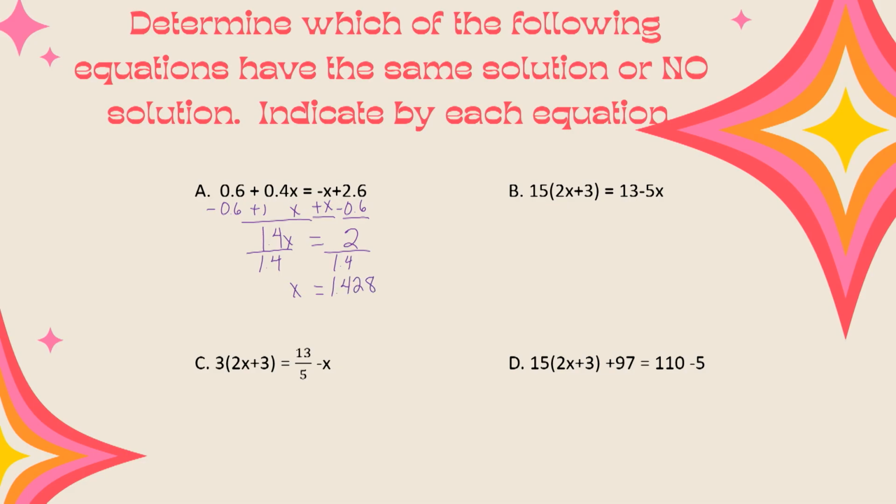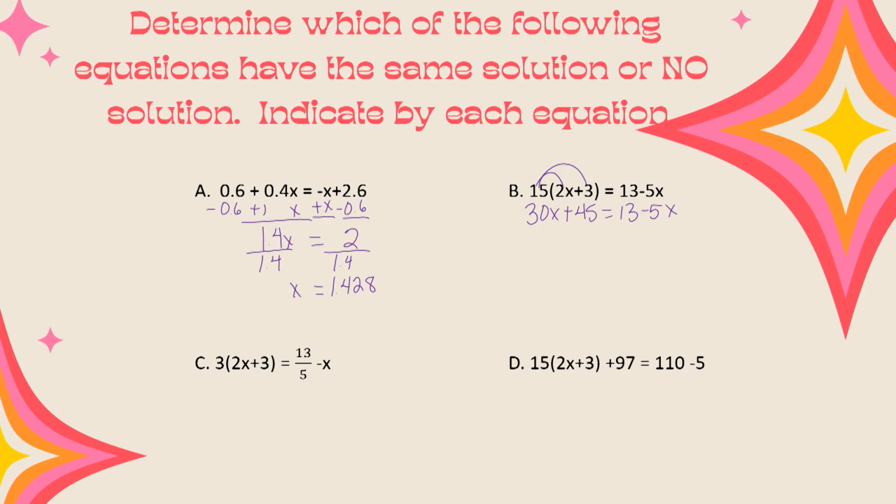All right, let's look at B. Before I can do anything, I've got to distribute. So I'm distributing. I get 30x plus, use your calculator if you need to, 15 times 3, and I have 45 equals 13 minus 5x. I'm going to put my variables on the left, my numbers on the right.